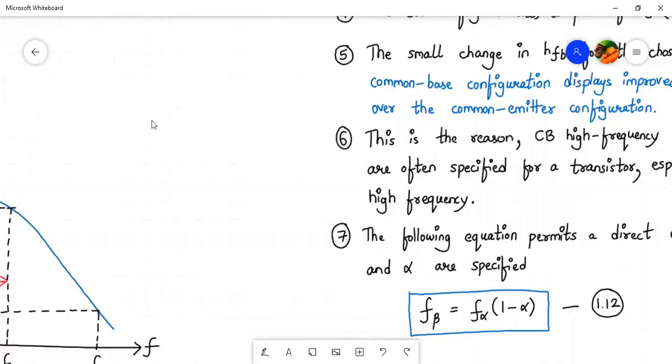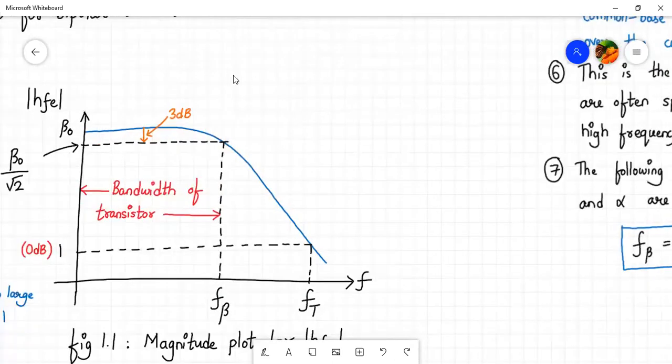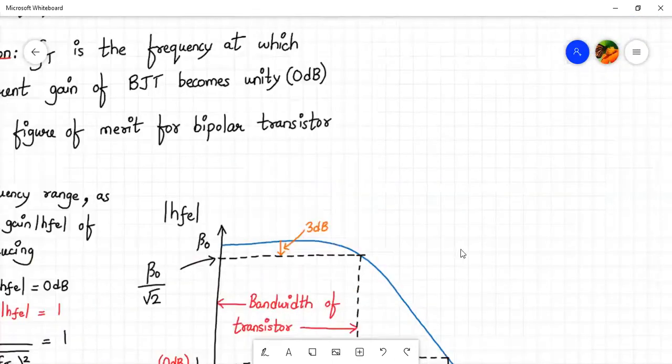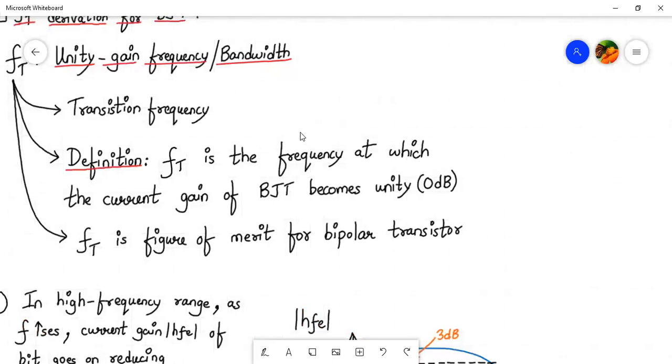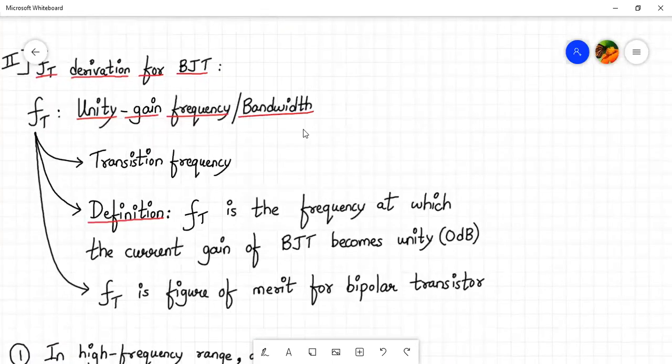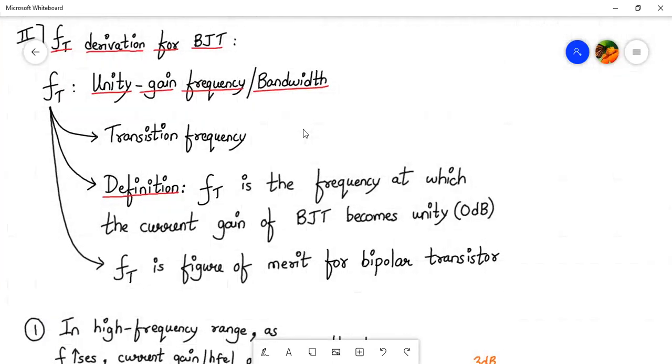Now let's move on quickly to the unity gain frequency or bandwidth derivation. So now we'll move on to the FT derivation for a BJT. FT is nothing but the transition frequency, or the unity gain frequency or bandwidth. It is defined as the frequency at which the current gain of the BJT becomes unity or 0 dB, and it is the figure of merit for a bipolar transistor.